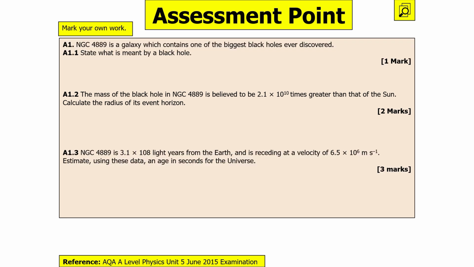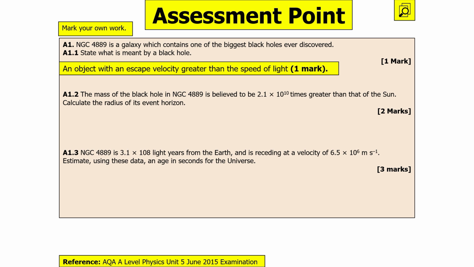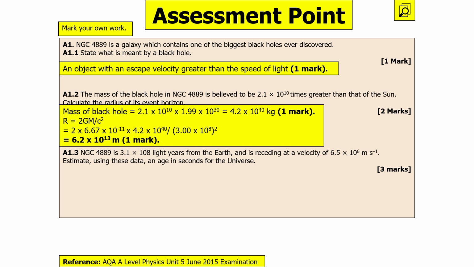Right, learn the definition of a black hole. It's an object with an escape velocity greater than that of the speed of light. The next one, we're using the Schwarzschild radius of r equals 2GM over c squared. Remember to convert your mass from solar masses into kilograms by multiplying by the value of the mass of the Sun, 1.99 times 10 to the 30. Pop in the values and we get 6.2 times 10 to the 13 meters.